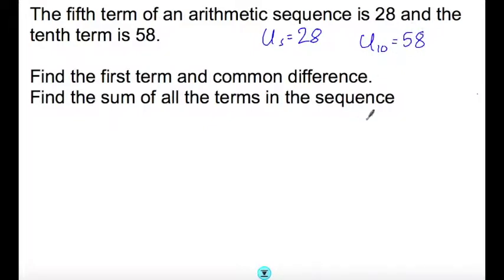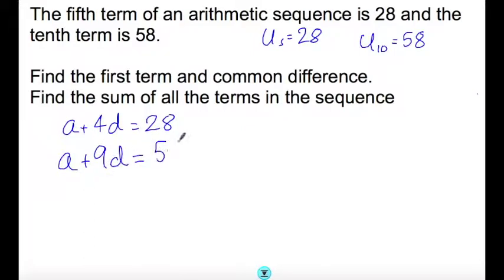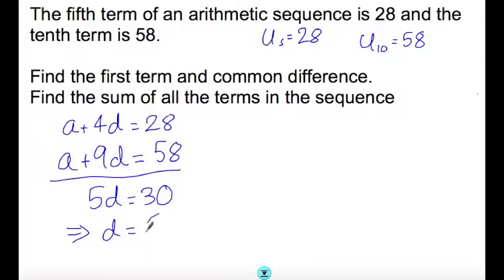Now some people can do this kind of intuitively and think, well, what have I had to add on if I'm going along 5 terms? But you can do this all based on the formulae. So we know U5 is a plus 4d, and that's 28. And we know U10 is a plus 9d, and that's 58. So you can see we've got simultaneous equations now. What I'm going to do is take the top equation away from the bottom equation. So I'll get 5d is 30, and that means that d is 6.